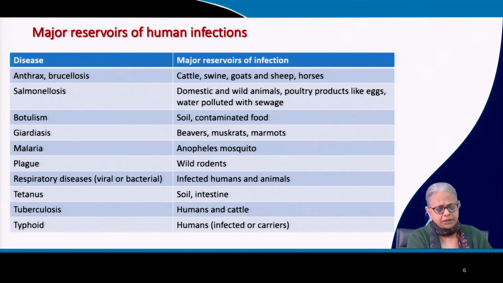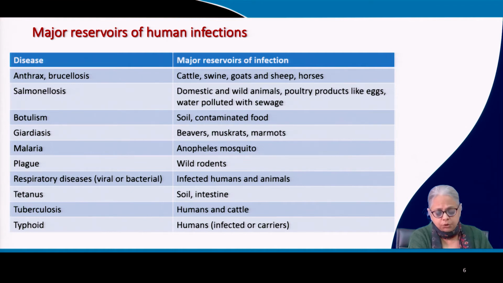Respiratory diseases, viral or bacterial, can be from infected humans as well as animals. Tetanus, I already mentioned it, is mostly from soil. It can be from the intestines of different animals where there is fecal contamination in the soil. Very often feces from animals and birds falls on the soil, and therefore the soil contains these organisms. That is the normal route of transmission.